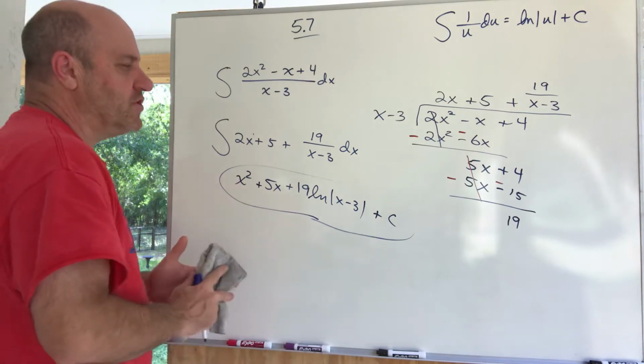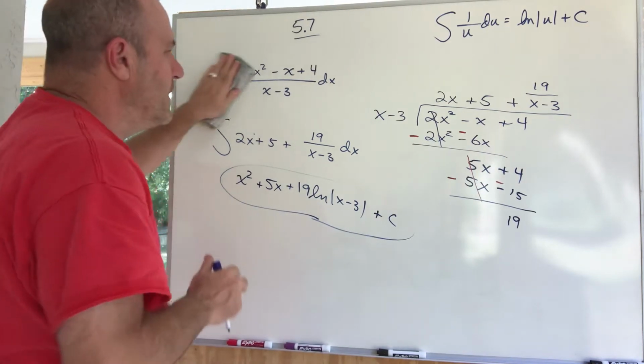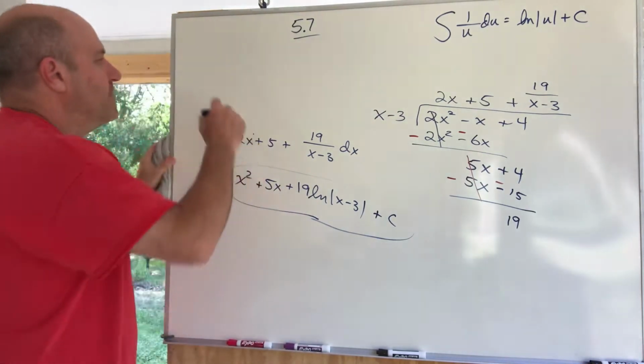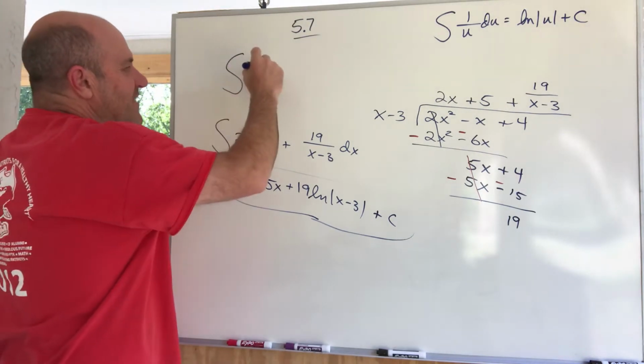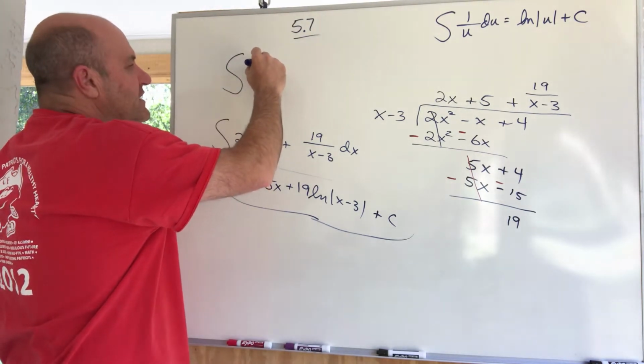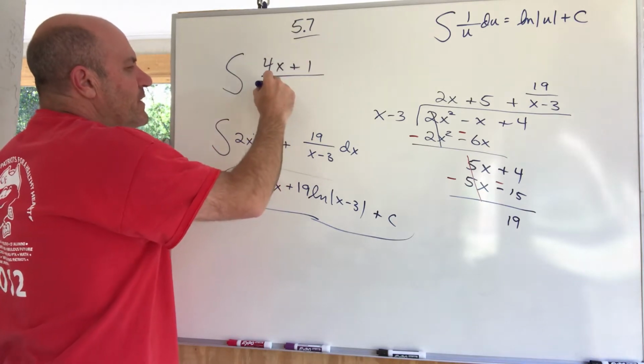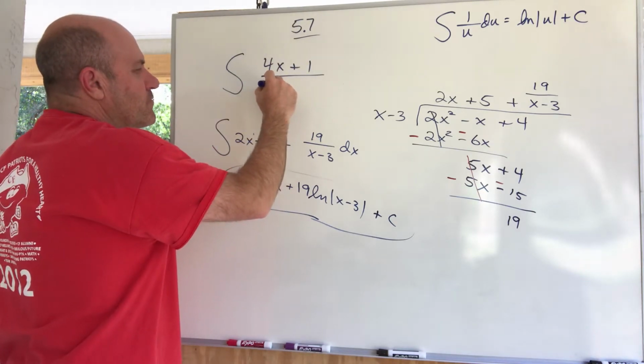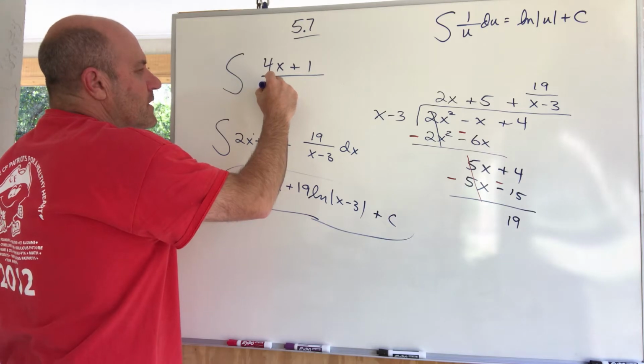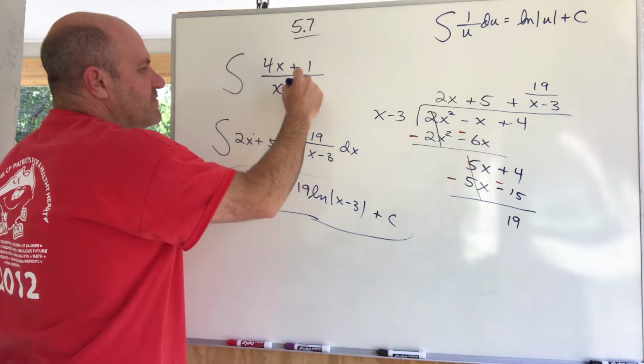Here's another one. Let me show you another one. I'm going to violate my rule here, actually. Watch this. 4x plus 1 over x plus 2.